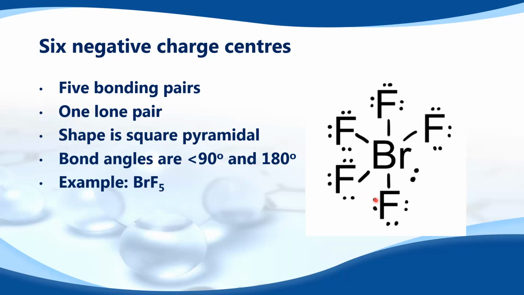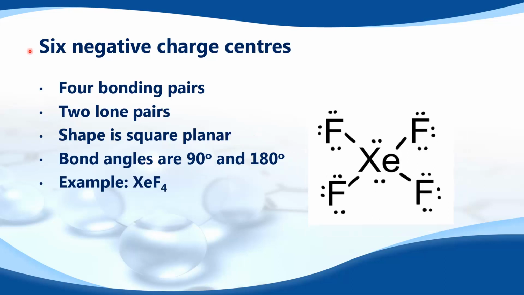So here's our BrF5 molecule. We have bromine as the central atom, and it's bonded by single covalent bonds to 5 fluorine atoms. We also have this lone pair of electrons here, which repels the bonding pairs of electrons, so we have this bond angle of slightly less than 90 degrees. So this is our final molecule for 6 negative charge centers.